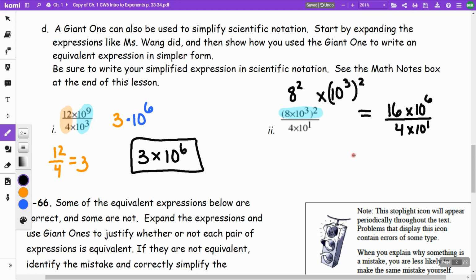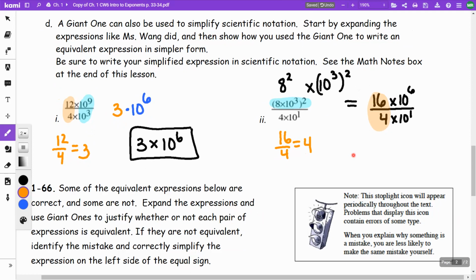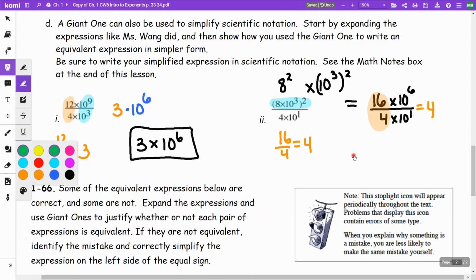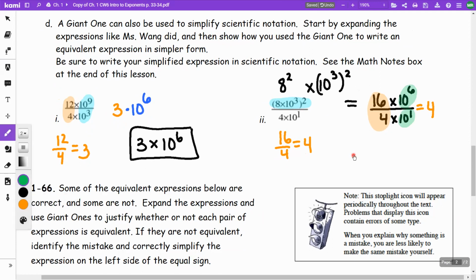Now, the 16 over 4 is really just a plain old 16 divided by 4, which is 4. So I am going to get 4. And then when I'm looking at 10 to the 6th and 10 to the 1st, I have 1 that I can cancel from top and bottom, and I'm left with 5 of them. So that's times 10 to the 5th. So my answer is 4 times 10 to the 5th.